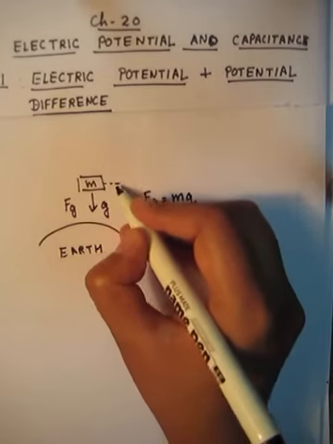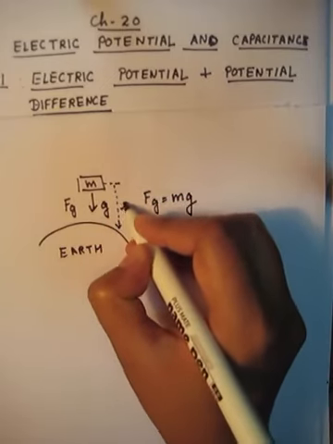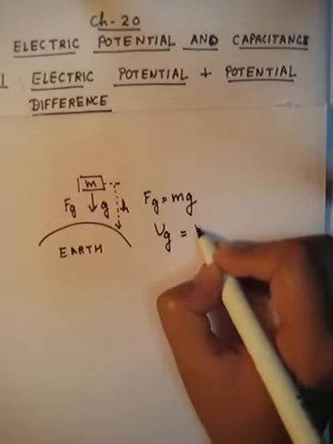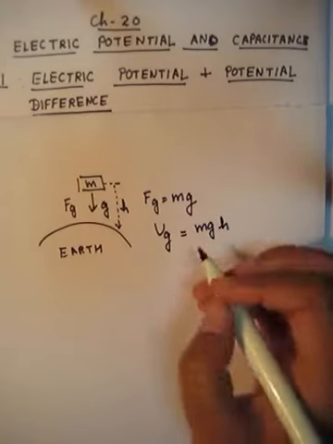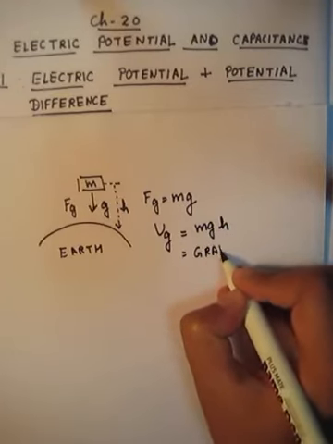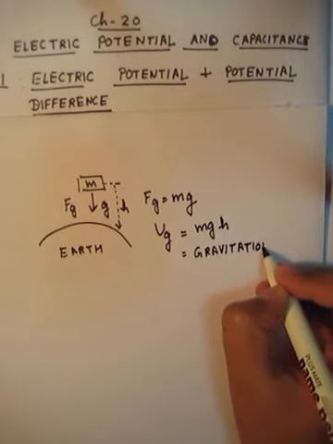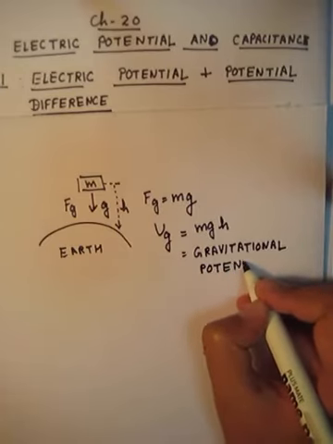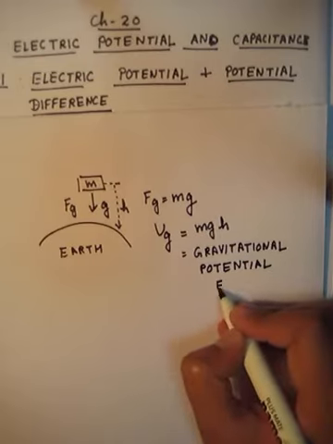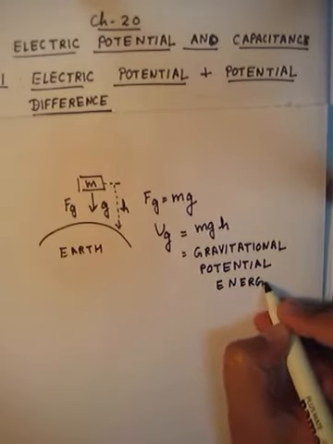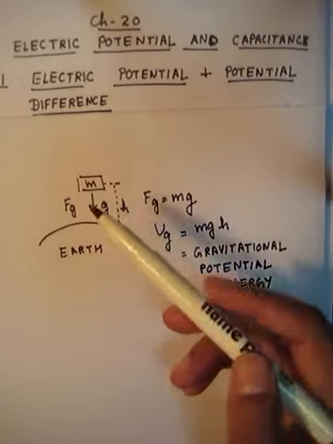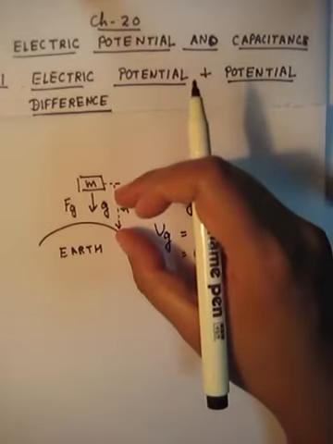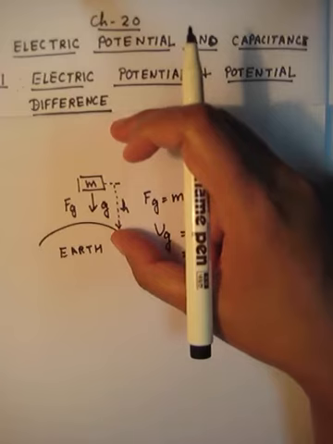And at this height, if this height is h, then the gravitational potential energy is given by mgh. So this is gravitational potential energy. So it means that if this height is lesser, then the potential energy is small, and if this height is more, the potential energy will be more.